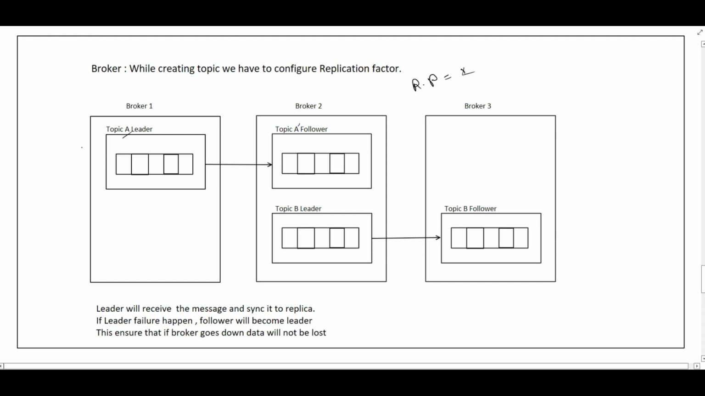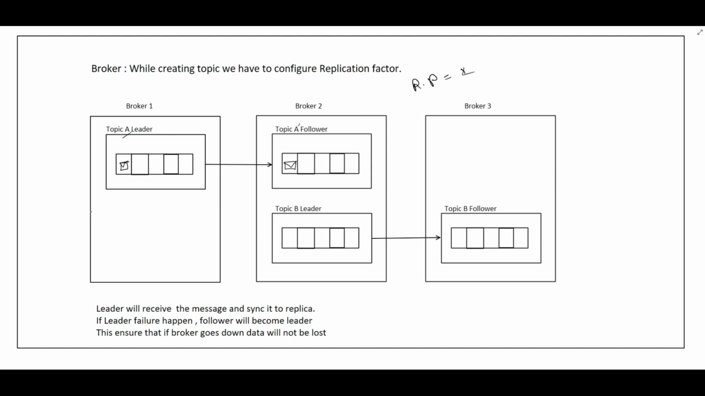One will be the leader and the second will be the follower. Any messages that arrive come to the leader, and the message will be read from the leader itself, and those messages will be synced to the follower. So here I have defined that topic A will have a replica in broker 2, broker 2 will have topic B leader, and its replica will be in broker 3 as topic B. Like that, the messages will be stored and synced in different brokers.